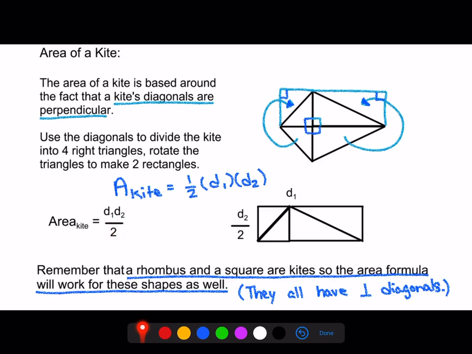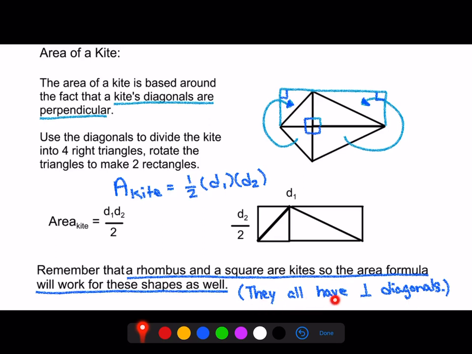Now, the cool thing about this is that this works for any shape that has perpendicular diagonals. So a rhombus and a square are kites, so the area formula will work for these shapes as well. The reason that they're kites is they all have perpendicular diagonals.